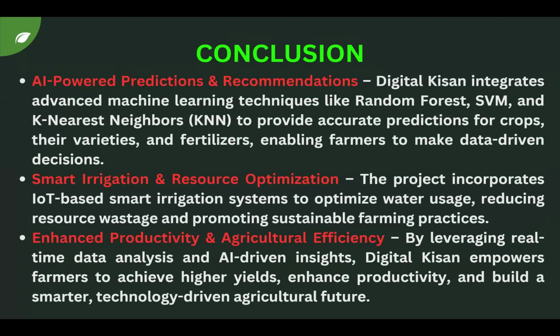So, conclusion. As I said in the starting, the agriculture sector needs AI predictions to get optimal crop varieties to increase the production. In this, we have used various machine learning algorithms like random forest, SVM, and k-nearest neighbor to predict the crop varieties and farm fertilizer respectively. Then we are also using smart irrigation and resource optimization, where we are using Arduino and a sensor, on the basis of which we give irrigation to the field. And lastly, productivity is enhanced based on the varieties we are giving and the scheduling we are providing.